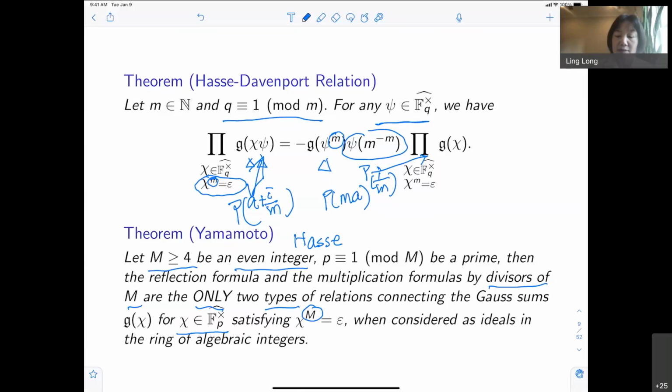When Gauss sums are considered as generating ideals in the ring of algebraic integers, that is actually a pretty nice result, because in the complex case people do want to know, for instance, among all the gamma functions with, say, base 5, how many different relations there are between gamma(1/5), gamma(2/5), gamma(3/5), etc. It's actually unknown for the complex case whether there are only two types of relation among those gamma values, namely the reflection formula and the multiplication formula.